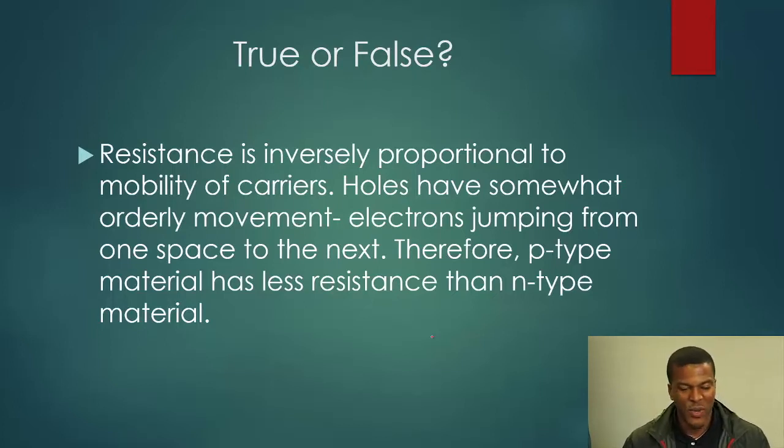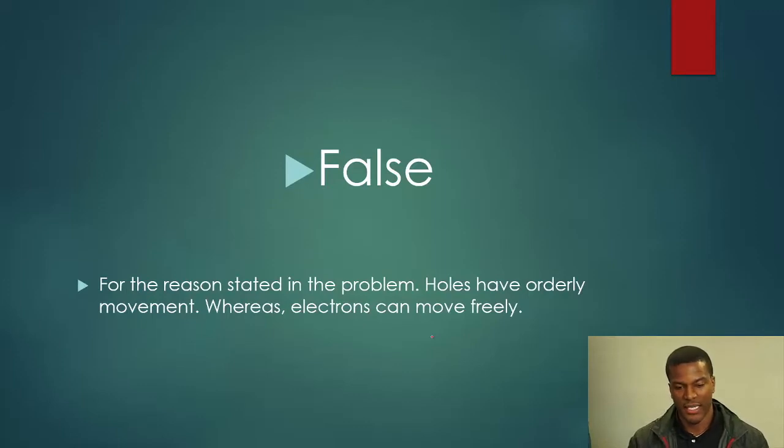Now, this is what you have to determine whether it's true or false. It says, therefore, p-type material has less resistance than n-type material. In other words, this question is asking, are electrons faster than holes? True or false? The answer is false. Holes are slower than electrons. And the reason that is true is for the reason stated in the problem. They have very orderly movement, whereas electrons can move freely as they please.